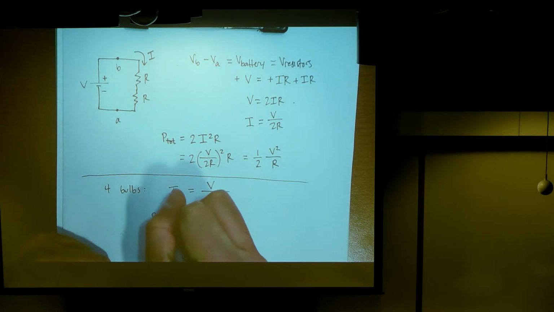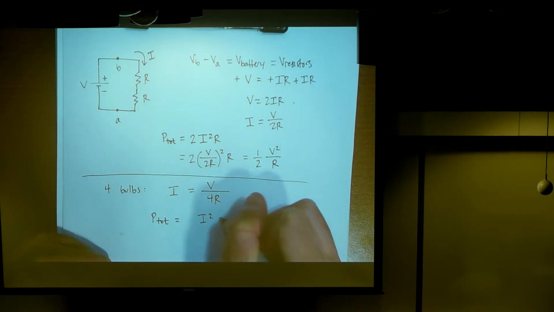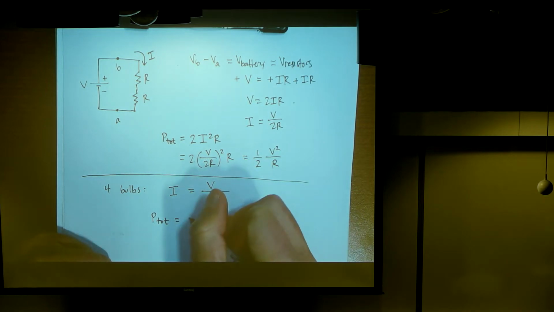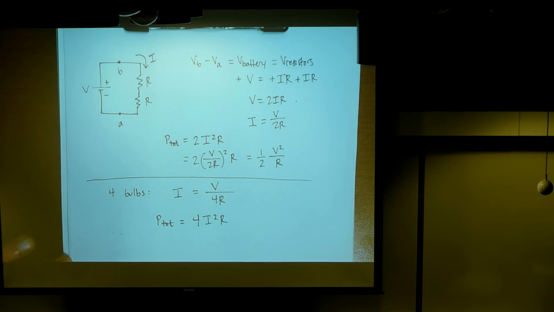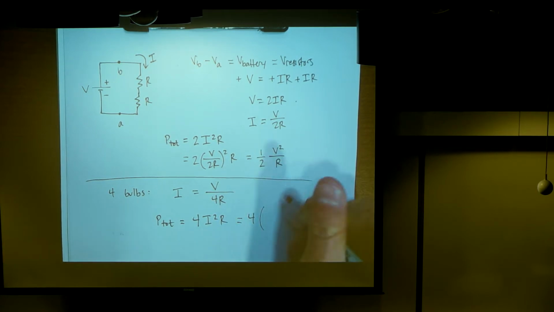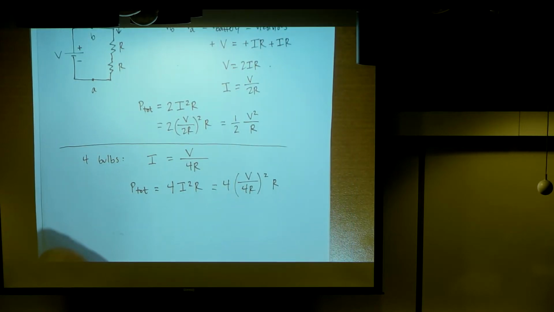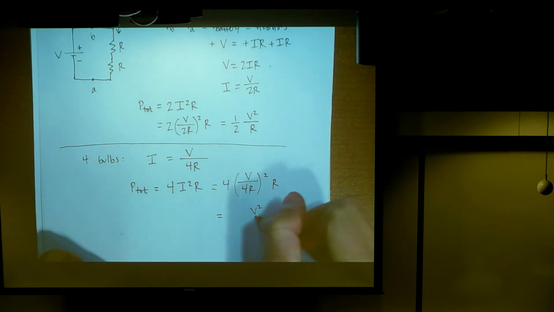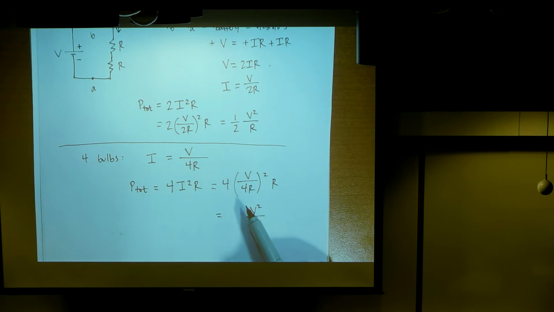And then for the total power output, well, each bulb has a power output of I squared times R, but we have 4 of them now. So there's now a factor of 4 out there as well, okay? So we have 4 times I, which is V over 4R, squared, times R. So this is V squared divided by R. What numerical factor is out front? It's not 1. 1/4.